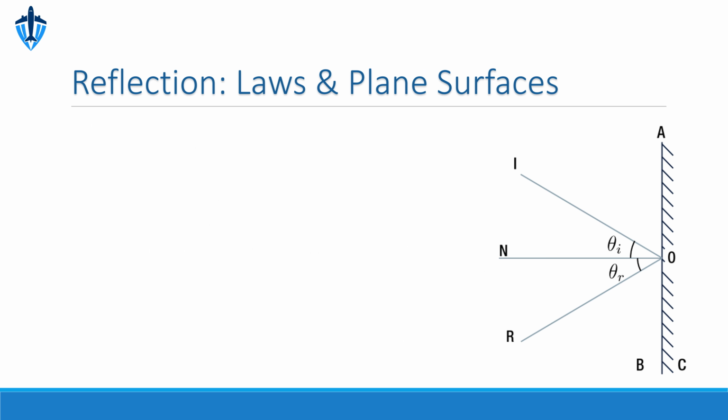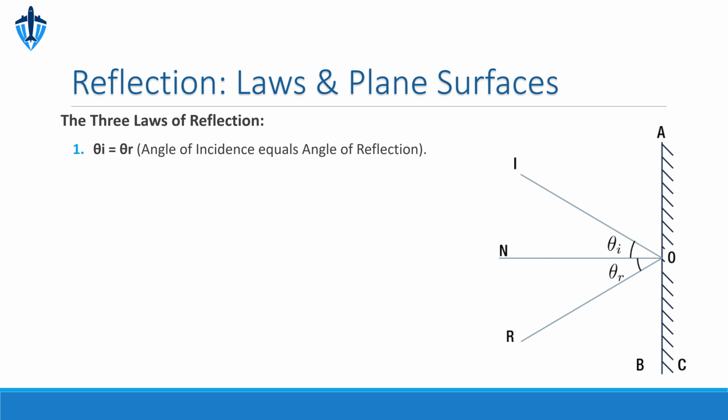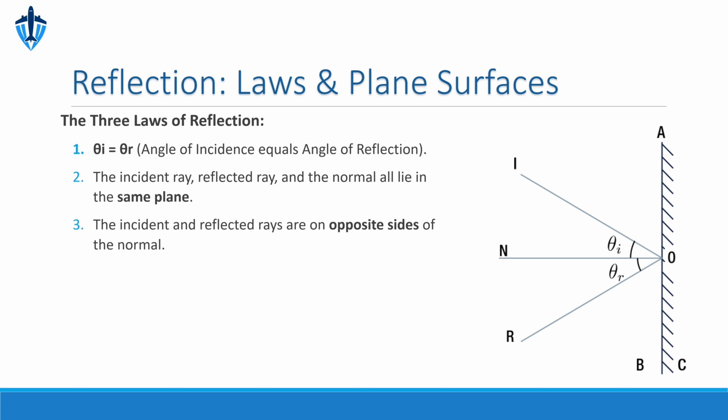To formalize the laws of reflection, we already know the first and most important one: the angles are equal. But there are two more complementary laws. Second, the incident ray, the reflected ray, and the normal line all exist in the same flat plane. Think of it like a sheet of paper. All three lines lie flat on that sheet. Third, the reflected ray and the incident ray are always on opposite sides of that normal line.